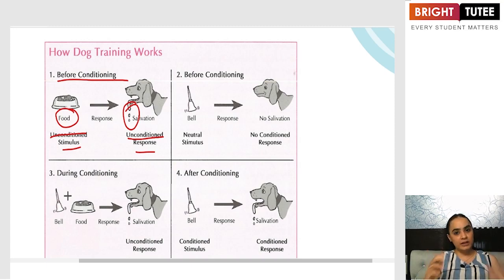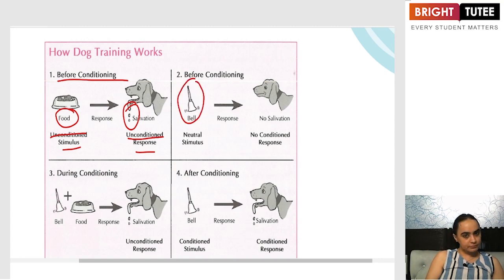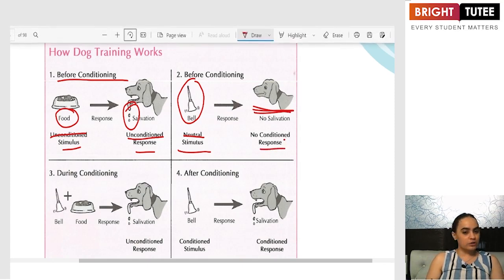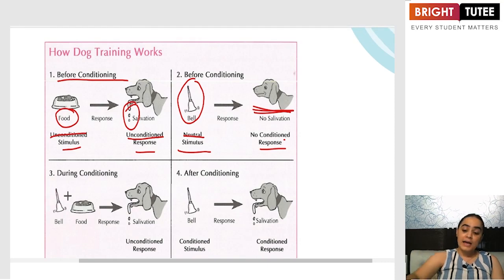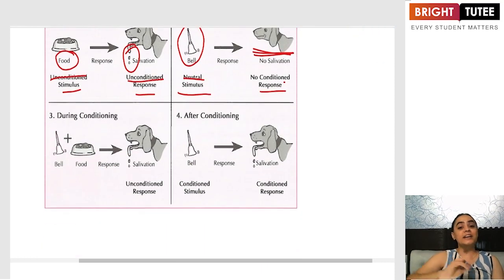Second, before conditioning, again, the bell was rung. This was a neutral stimulus. Neutral stimulus means this did not have any effect on the dog because there was no salivation. So again, there is no conditioned response. We could not see the dog responding in any manner. Now comes during conditioning. When conditioning was applied, what happened?